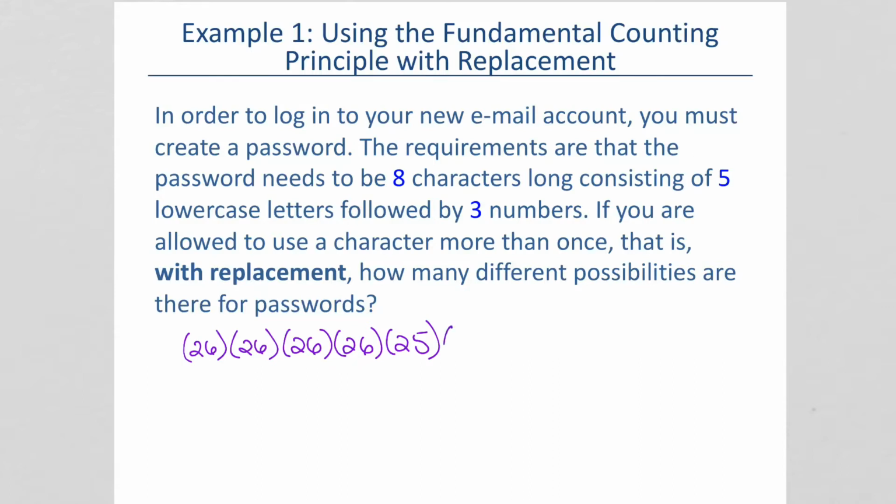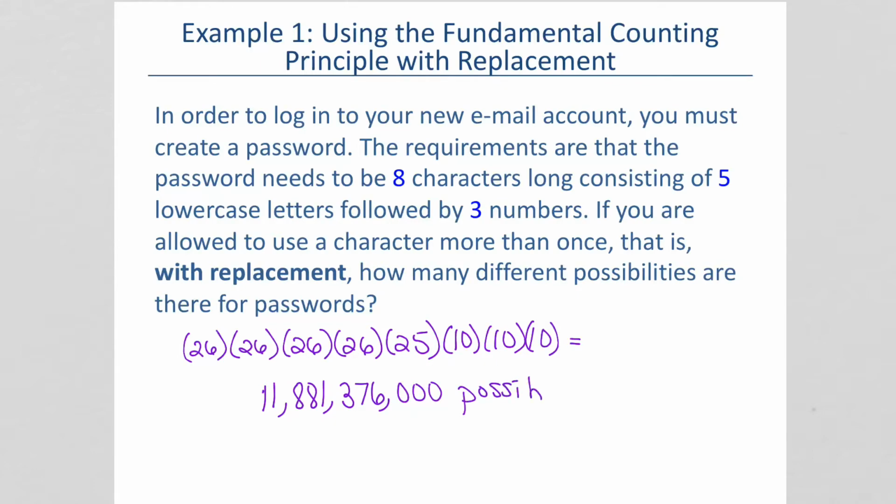So that would be 10 times 10 times 10, because there's 10 possible numbers, and I'm not talking about 1 through 10, I'm talking 0 through 9, okay? Multiply all those together, and there are 11,881,376,000 possible outcomes.